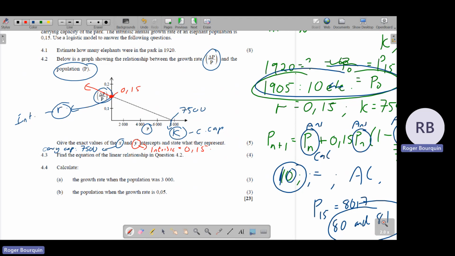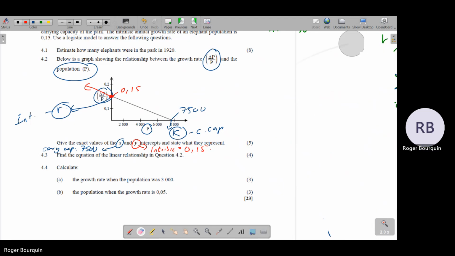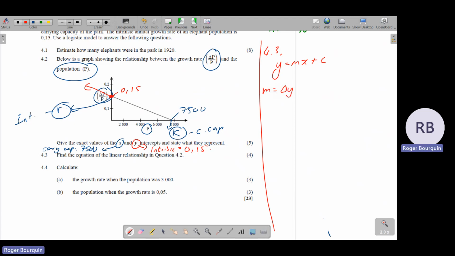Right, the next one is just y is equal to mx plus c, right? So in this diagram over here, now they said go find the equation of that relationship. That's 4.3. Okay. Right, you're going to use y is equal to mx plus c. Your gradient is what? Change of y over change of x. What's your change of y? If you're moving from here to here, how much have you moved down? Negative 0.15, right? The change of y is negative 0.15.